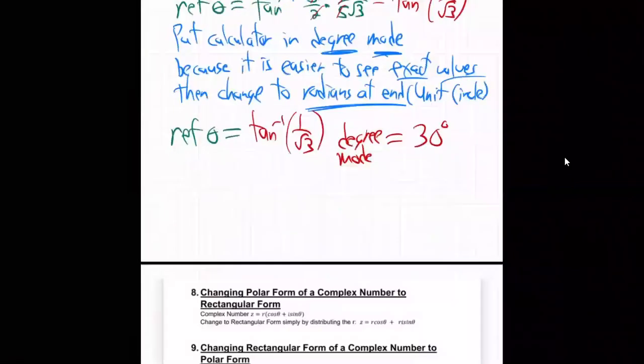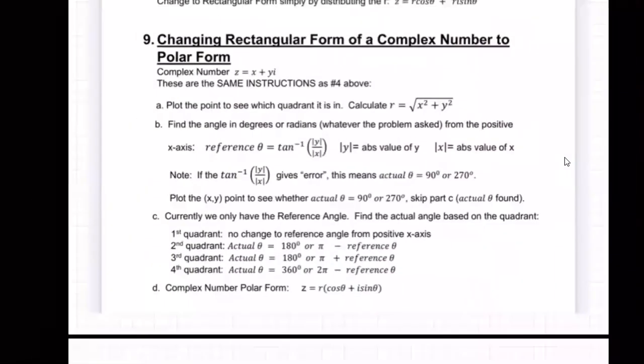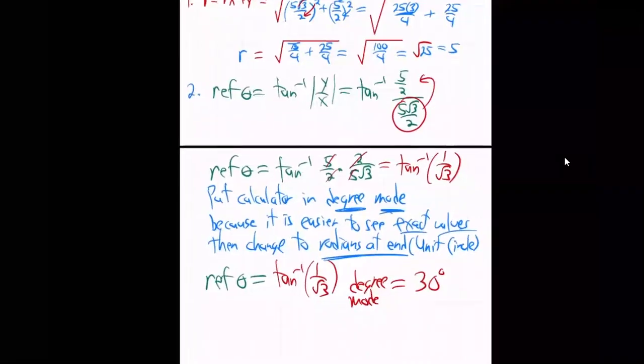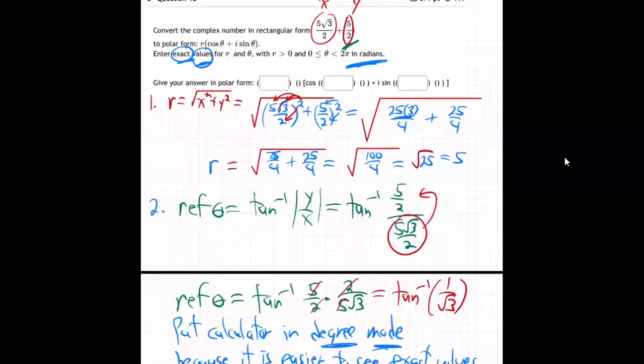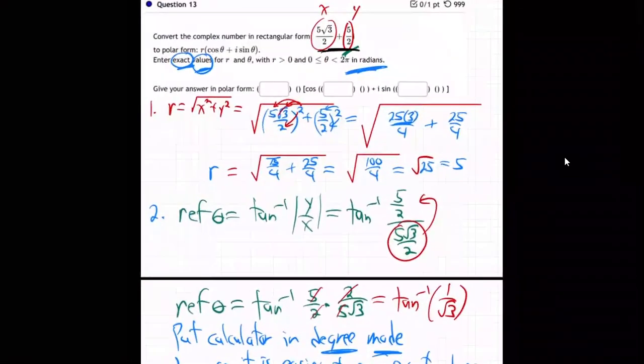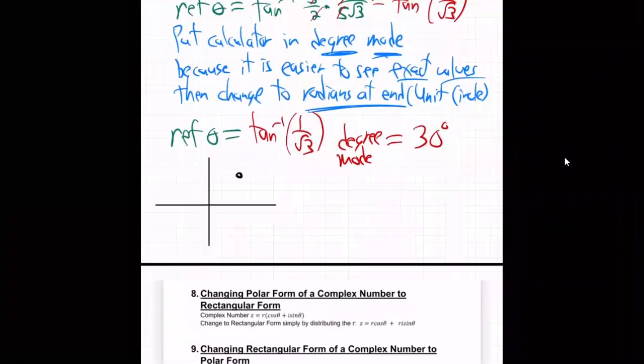Now, we're not done. That's only the reference angle. Remember the notes? To find the actual angle, you have to go back to the quadrant and do the formula thing. What quadrant is this one in? Oh, we got lucky. Let me graph it anyway, just to show it. This one is in the first quadrant because mine is 5 root 3 over 2 over, and up 5 halves. So it's here, in the first quadrant.